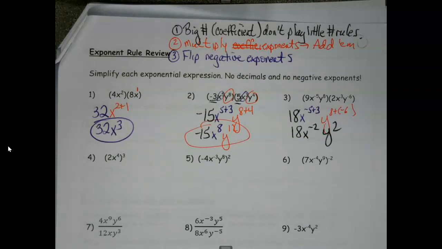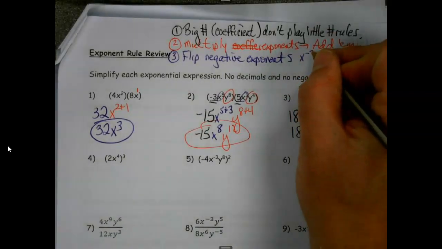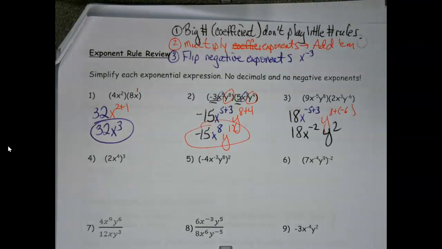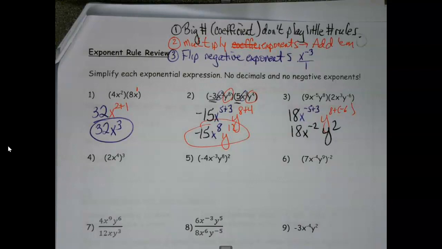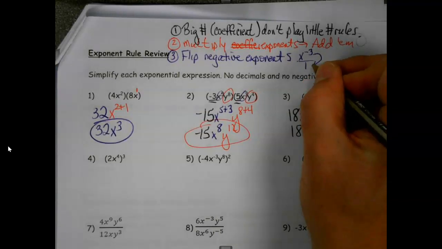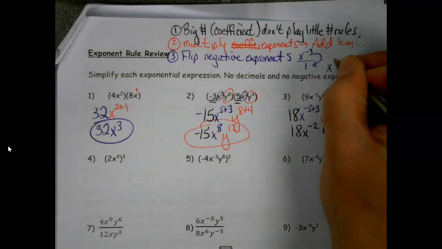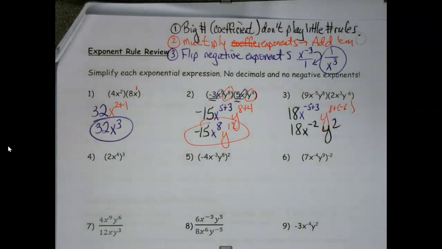So, for instance, we'll put a couple of examples up here so we have something to look at. Like if I had x to the negative third, let's say, I'm going to make a little fraction. What this means is I'm going to flip, and when I flip the exponent, it becomes positive.